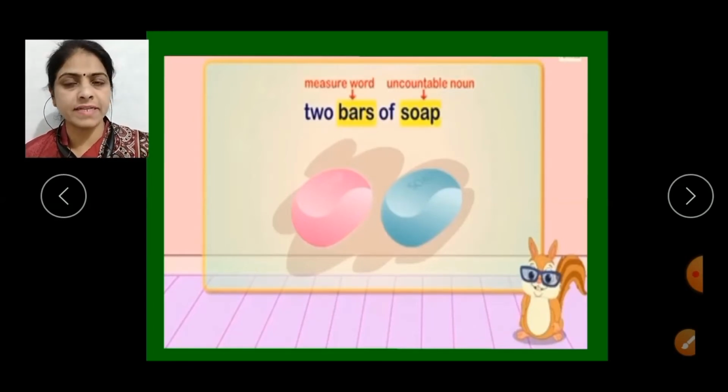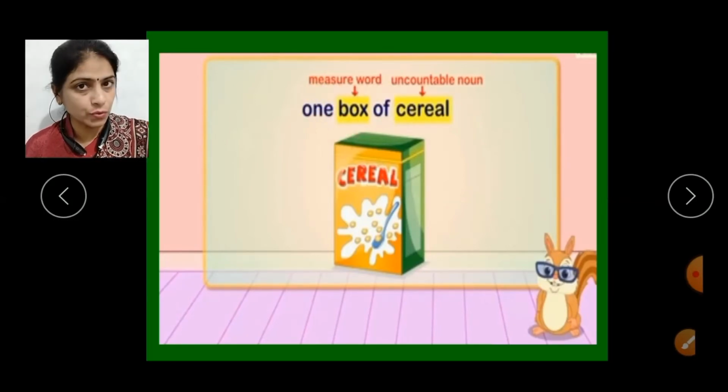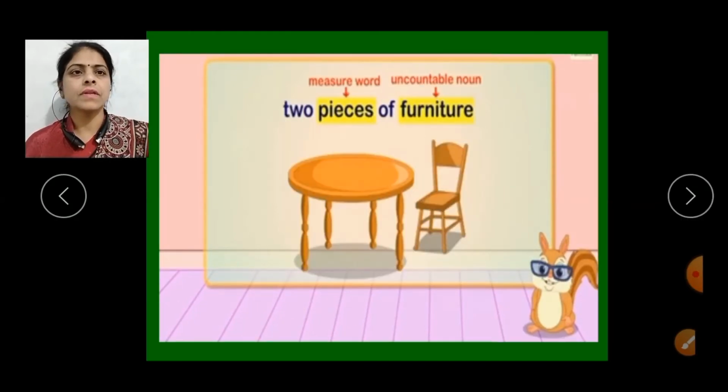Now let's have the next example. Here, 1 box of cereal. In this example, cereal is an uncountable noun, and to represent the quantity of this uncountable noun, the measure word box is used, which is a countable noun. Now let's have the next example. Here, 2 pieces of furniture. As furniture is an uncountable noun, we cannot count furniture. So, to represent the quantity of the furniture, we can use the measure word pieces, and pieces is a countable noun.